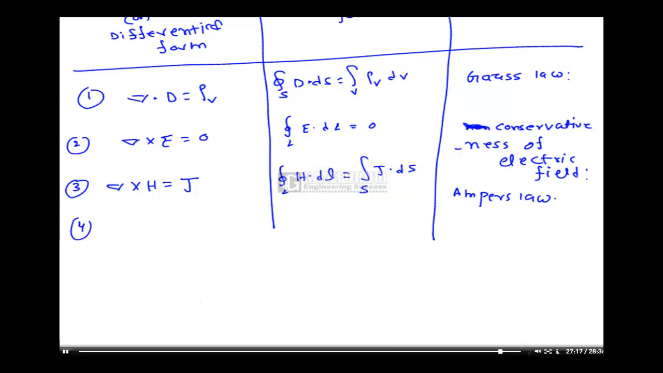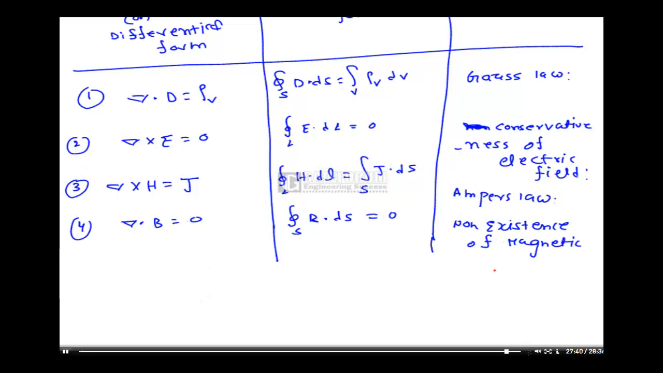The fourth Maxwell's equation is del dot B is equal to 0. That is, the integration over S of B dot ds is equal to 0. So the remark is the non-existence of magnetic charges or magnetic poles. This is also known as Gauss law for magnetic fields.